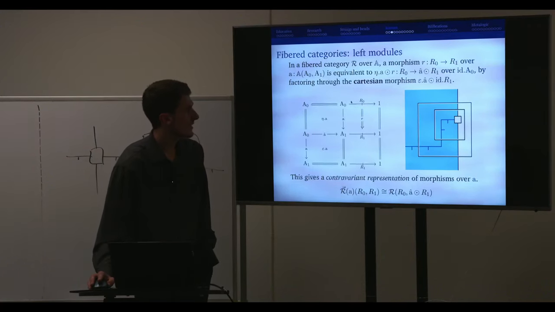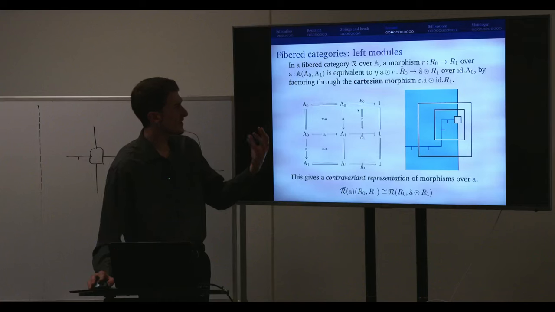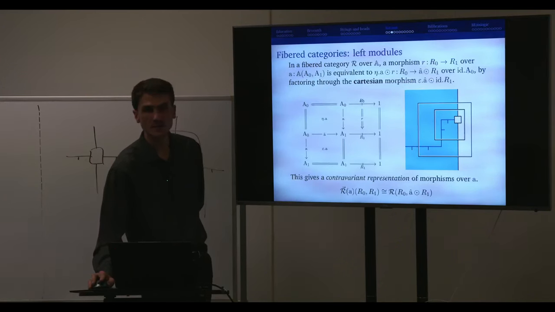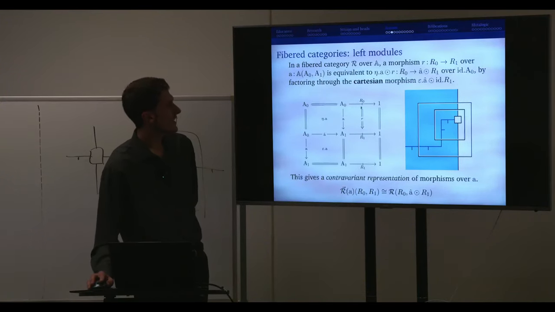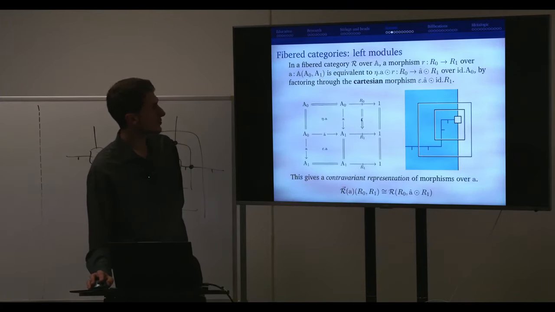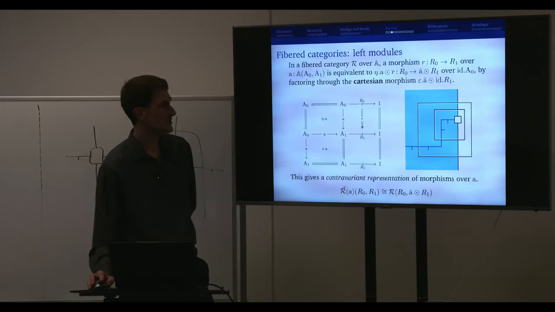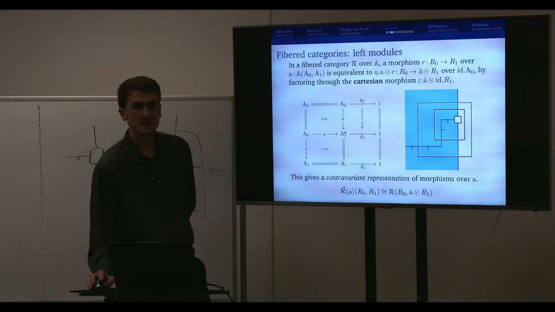So we can think of the objects of a fibration as being horizontal morphisms from the base category to one. We're thinking this is like a span from A to one. And similarly, we can think of the morphisms as the squares. So here, this is lying over the morphism little a.